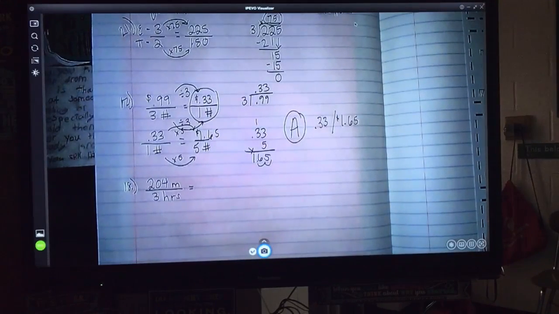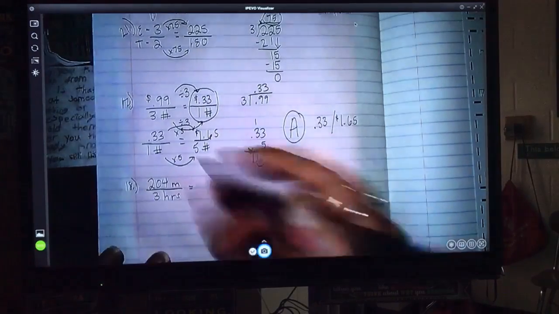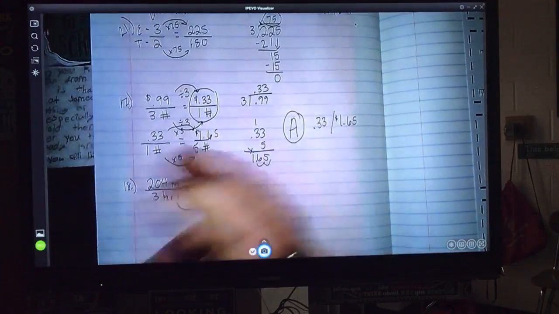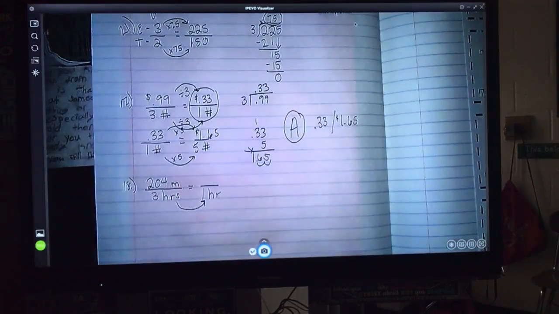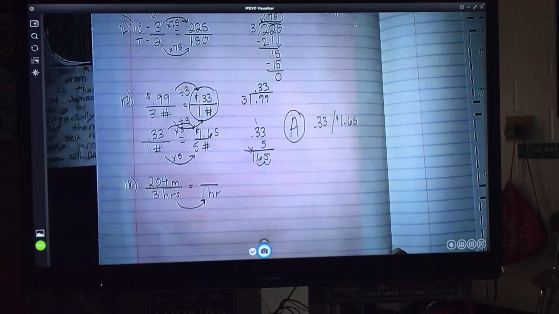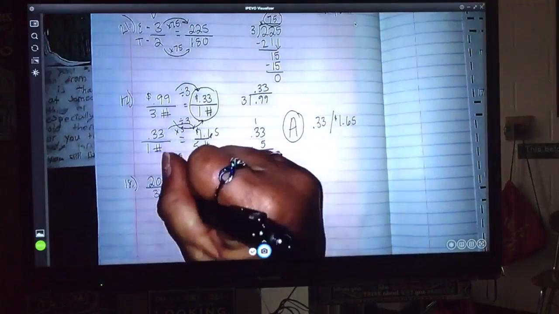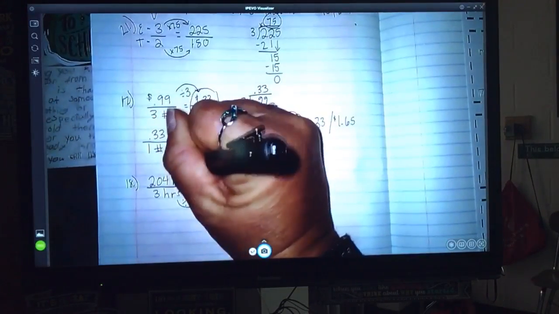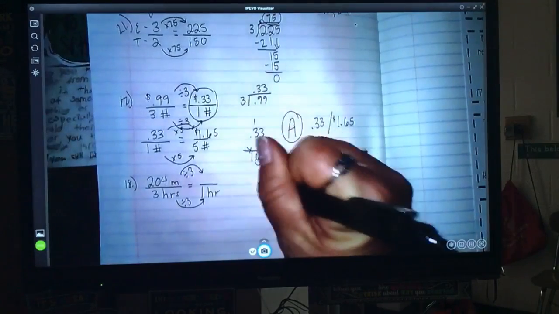What's the easiest way to solve this problem? Divide. So finding the unit rate first? Okay, so I need to find out how much in 1 hour. All right, so how do I go from 3 to 1? Elisa, how do I go from 3 to 1? What am I gonna divide by? 3. Okay. And if I divide by 3 on the bottom, what do I have to do on the top? Divided by 3. Perfect. So I'm gonna do 204 divided by 3.